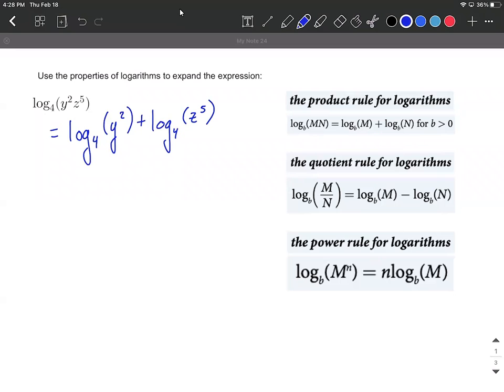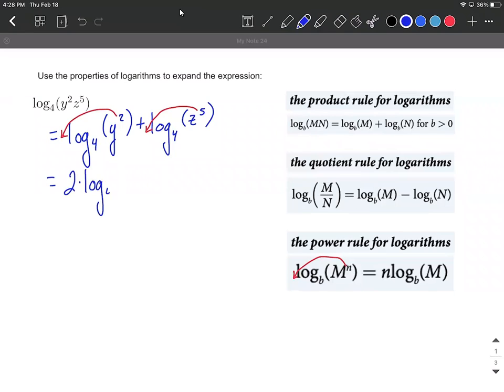It's at this point that you should notice that we have the 2 attached to everything on the inside. So we're going to be able to utilize this exponent rule, the power rule, to move that down in front. So exponent comes down in front. This 2 is going to be allowed to come down in front. The 5 is going to be allowed to come down in front. So at this point, we have 2 multiplied by log base 4 of y plus 5 multiplied by log base 4 of z.